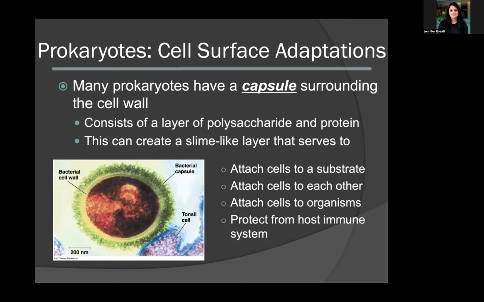Prokaryotes can have many cell surface adaptations. For instance, many prokaryotes have what is termed a capsule surrounding the cell wall. This capsule consists of a layer of polysaccharide and protein. This capsule can create a slime-like layer that serves to do many things, such as attach cells to a substrate as well as each other, attach bacterial cells to an organism, or to protect the bacteria from the host's own immune system.